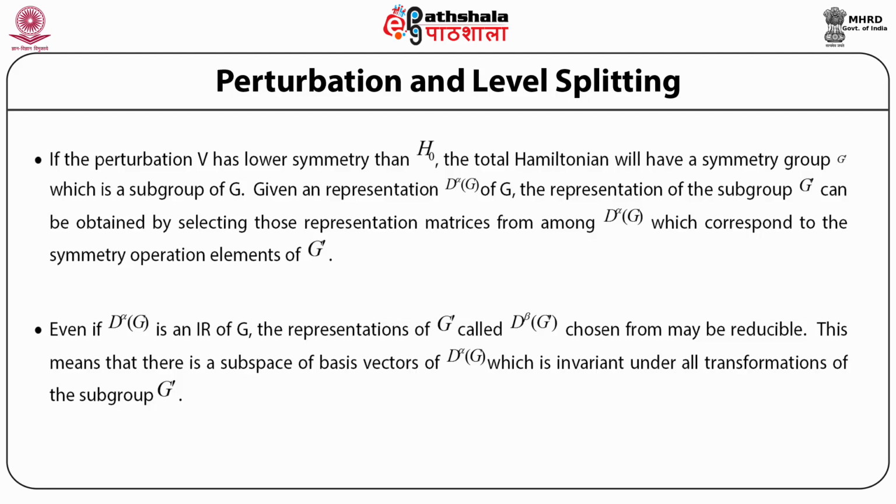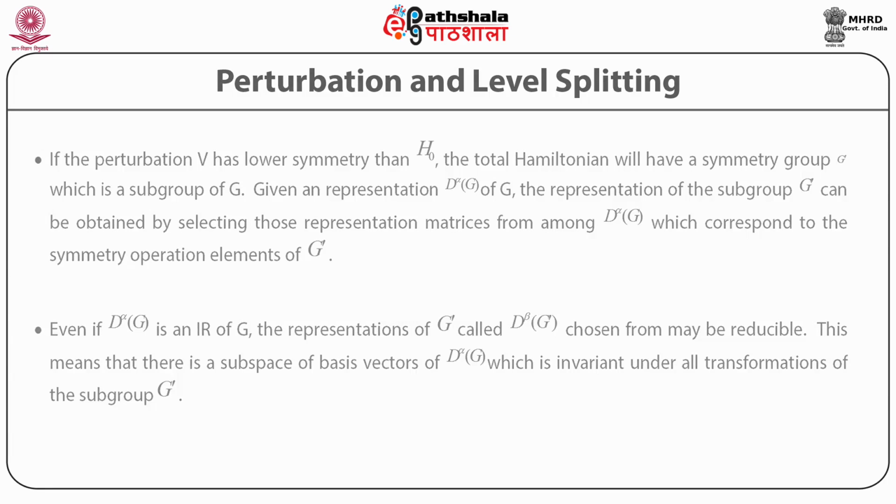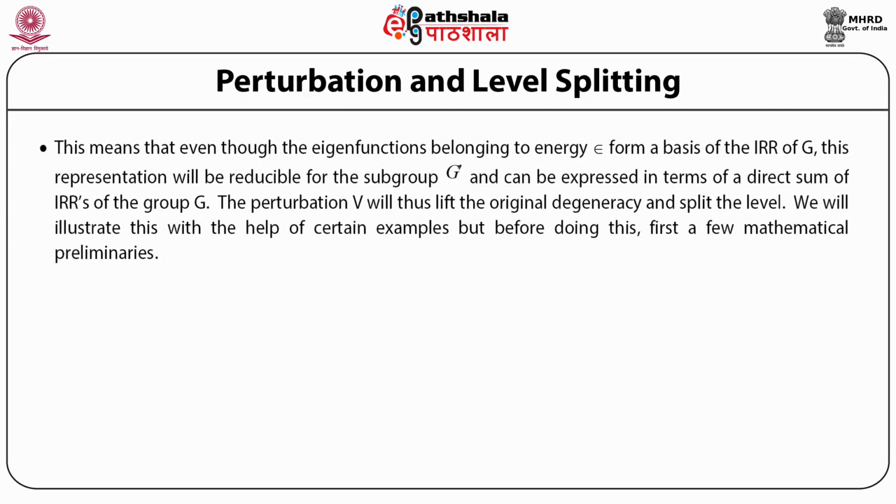This means that there is a subspace of basis vectors of D alpha of G which is invariant under all transformations of the subgroup G prime. This means that even though the eigenfunctions belonging to the energy epsilon form a basis of the irreducible representation of G, this representation will be reducible for the subgroup G prime and can be expressed in terms of the direct sum of the irreducible representations of the group G prime. The perturbation V will thus lift the original degeneracy and split the levels.